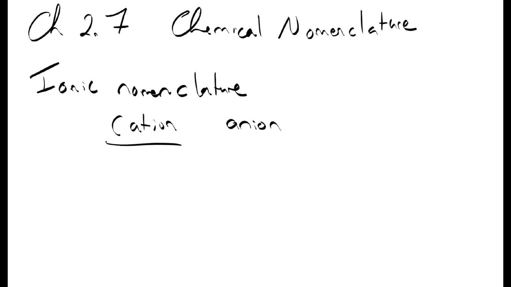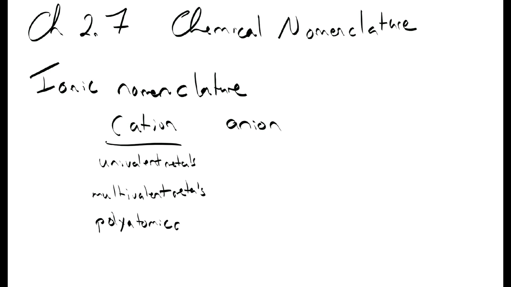So, different kinds of cations include the univalent metals, the multivalent metals, and polyatomic cations. So the univalent metals would be the alkali and the alkaline earth, and silver, zinc, and aluminum. The multivalent metals are pretty much all the transition and post-transition metals except for those three. And the polyatomic cations would be things like ammonium and mercury-1.